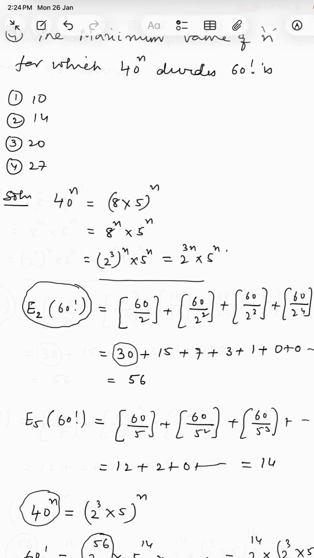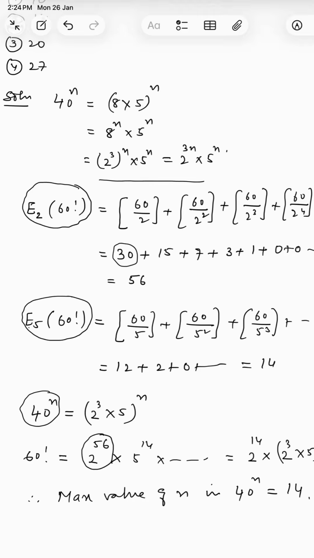Okay, now let us calculate E of 5 in 60 factorial. It means the exponent of 5 in 60 factorial. It is step of 60 by 5 plus step of 60 by 5 square plus step of 60 by 5 cube plus so on, which is 12 plus 2, and the remaining terms from 5 cube onwards will be 0, which is 14.